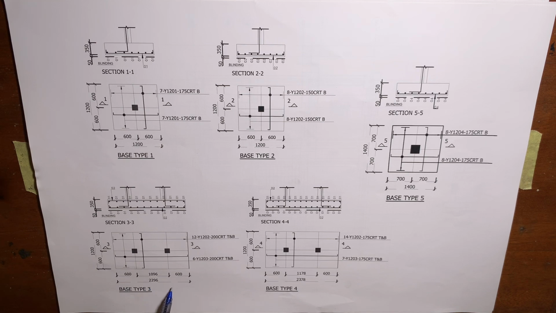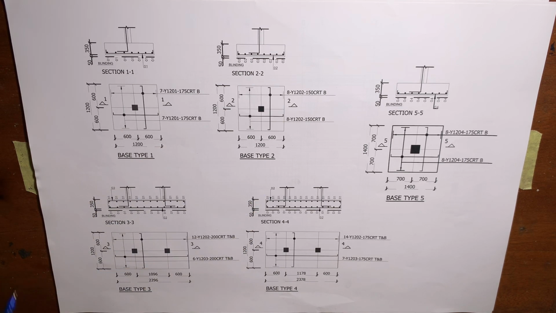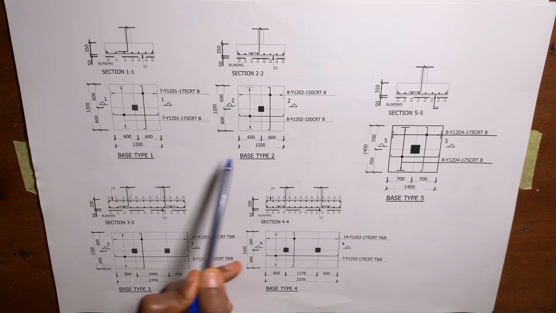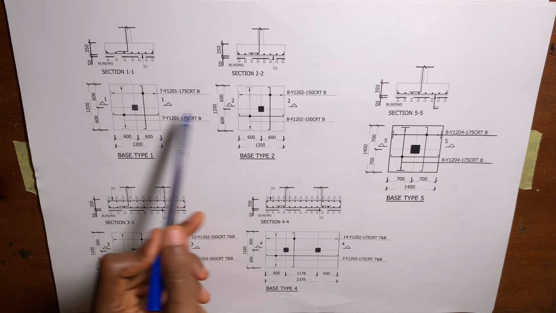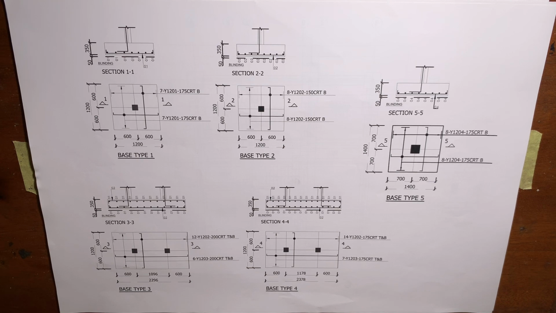2296 mm width. So the dimension is different from both base type 1 and base type 2. As you can see, this base type 3 has 2 columns, it's harboring 2 columns. Meanwhile, base type 1 and base type 2 only have 1 column post on it. So now you can see the difference.